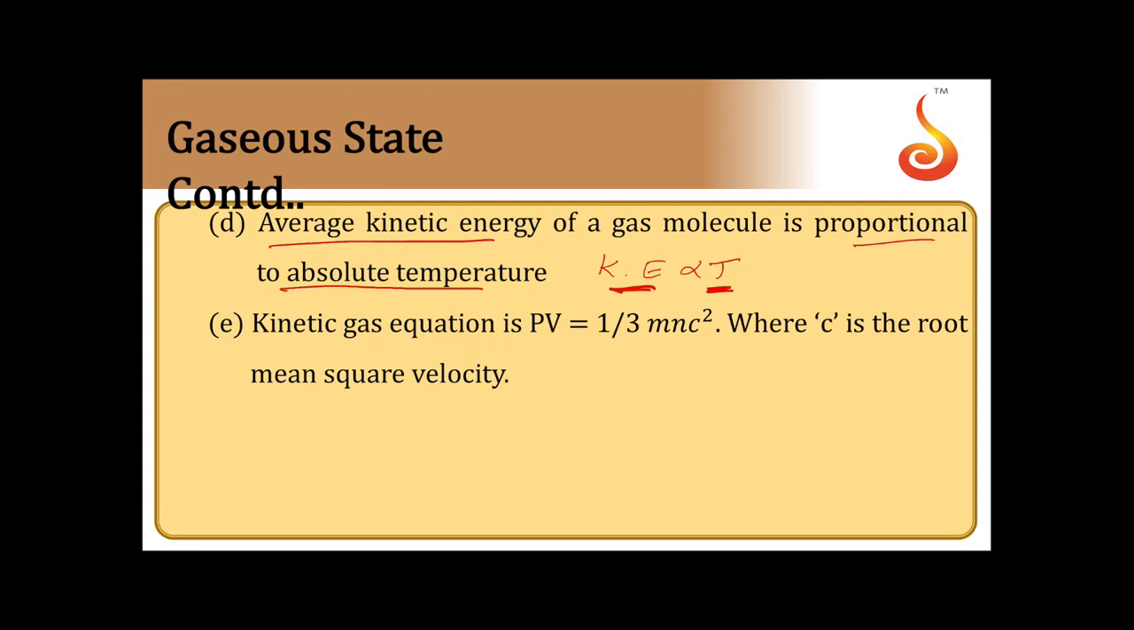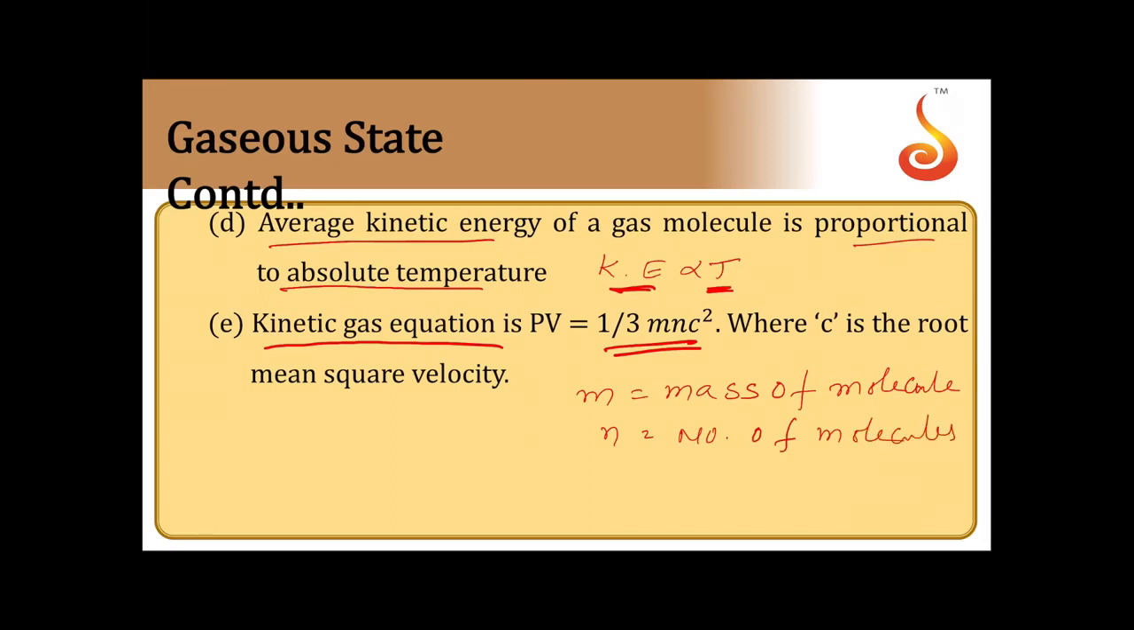Now comes the kinetic gas equation. The kinetic gas equation is PV is equal to 1/3 mNc square. In PV equal to 1/3 mNc square, the small m stands for the mass of each molecule, and N is the number of molecules here. C is the RMS velocity of the molecules.